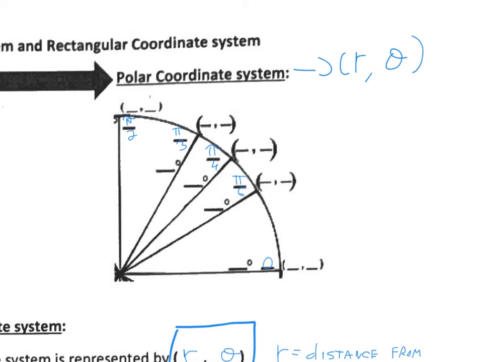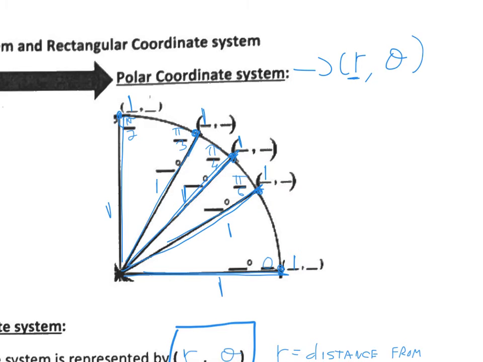Now, all of these points are on the unit circle. So all these distances, like from here to here, the radius is 1. These all represent radii, which is really the hypotenuse when I drew the right triangles. All these distances are 1 right here. They're all 1 unit from the origin. So the first value is 1 for every single one of these. So we took care of that.